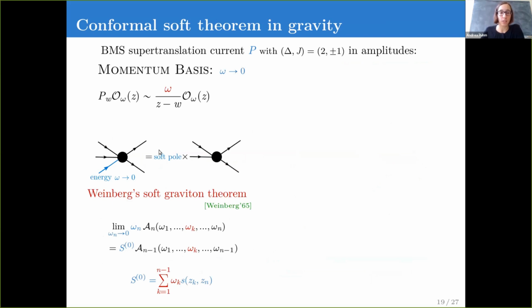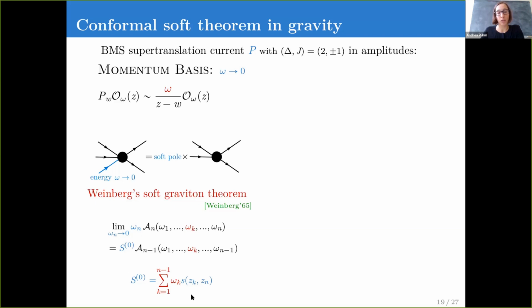And let me start by discussing the momentum space version, which is Weinberg's soft graviton theorem. So when the energy of an external graviton is taken to 0, then the amplitude factorizes into a lower point amplitude without the graviton and the soft factor that corresponds to a pole in the energy. To project out this pole, we can start from the amplitude, multiply it by the energy of the nth particle, and then take this energy to 0. In this way, we get a factorization of the lower point amplitude and a soft factor.